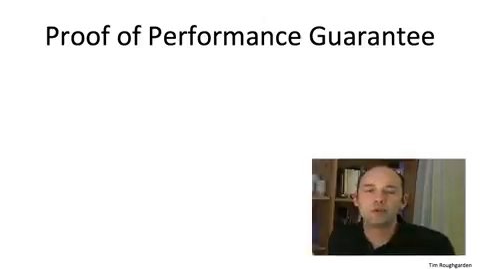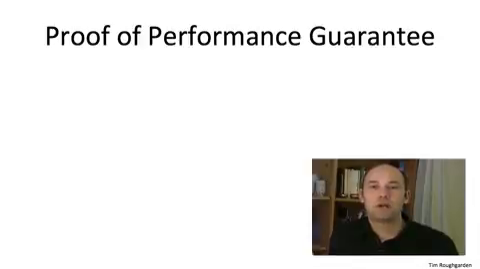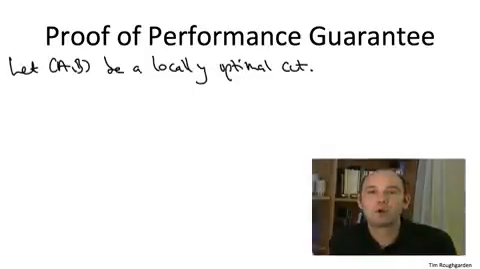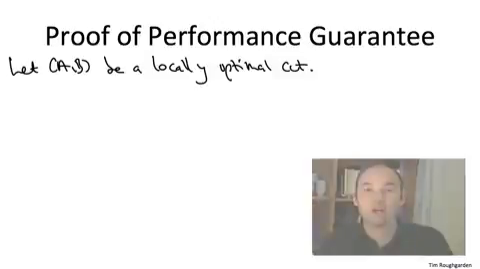Let's now prove that local search is guaranteed to output a cut whose number of crossing edges is at least half the total number of edges in the graph. So pick your favorite locally optimal cut A,B. And here by locally optimal, I just mean something that the algorithm might return. That is, a cut for which it's impossible to swap a single vertex from one side to the other and improve the value of the cut.